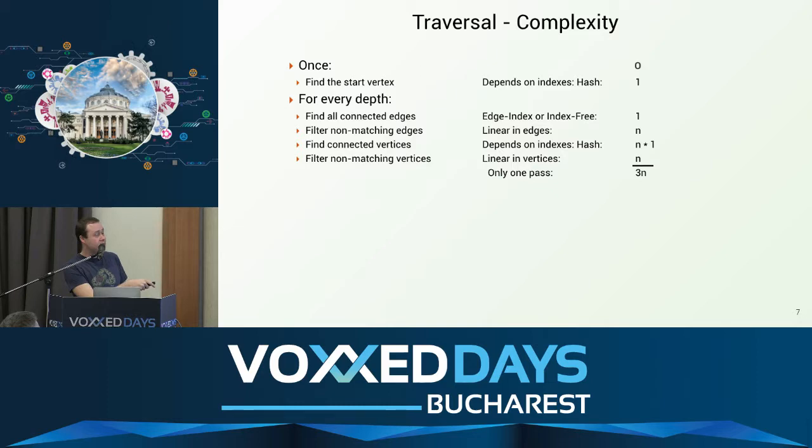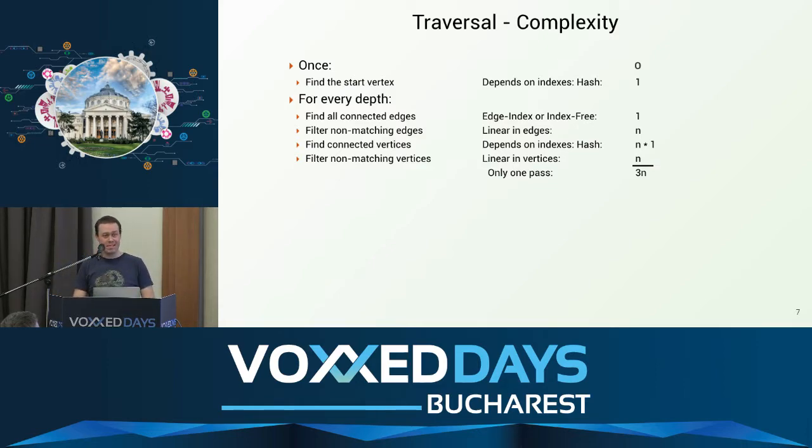Then I have to find the connected vertices, because they are typically stored somewhere else. Again, I have to do this for every edge, linear, times the complexity that I need to find a vertex, using a hash index, constant time. And then I probably have defined filters based on the vertices. I have to, again, go through all the vertices, check if they match, again, linear complexity. But the 4 steps can be done in one go. So for every depth, I need 3 times n complexity.